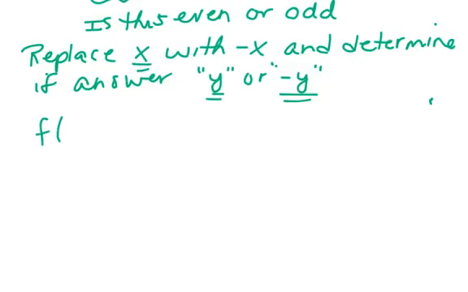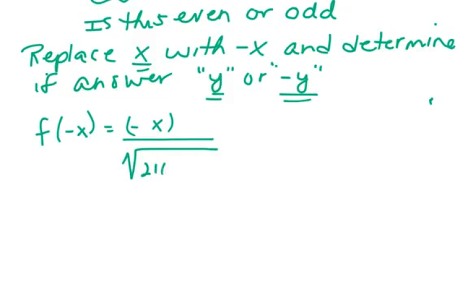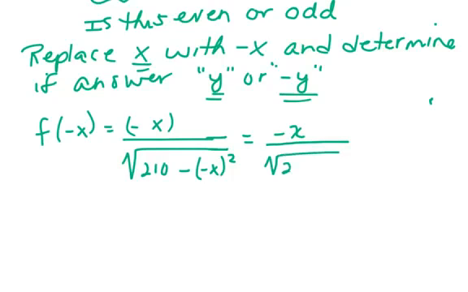So let's look at f of negative x. If I put a negative x into that function, I get negative x. So wherever there's an x, you're going to replace it with negative x. So I get negative x over the square root of 210 minus, and this is a minus x squared. Okay, so let's work our algebra. This is just minus x up top, and below we have 210 minus x squared, right? Because the sign's just going to disappear since you're squaring it.